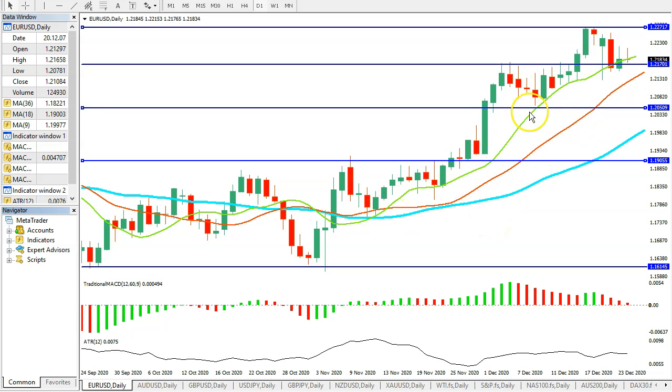We are looking at the Euro-US dollar chart. We are in an uptrend for some time now, and we will be looking for long setups from any retracement.